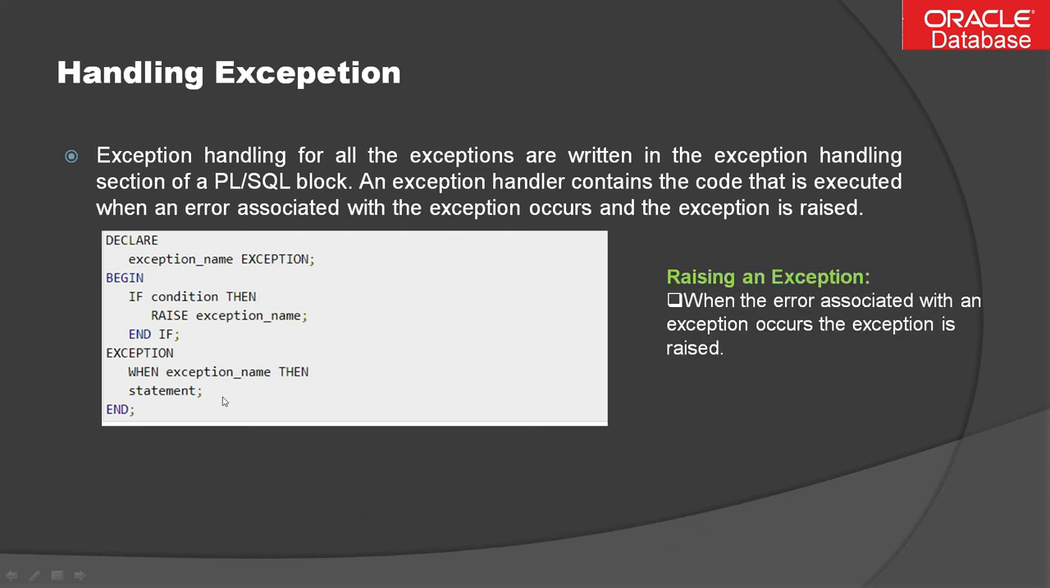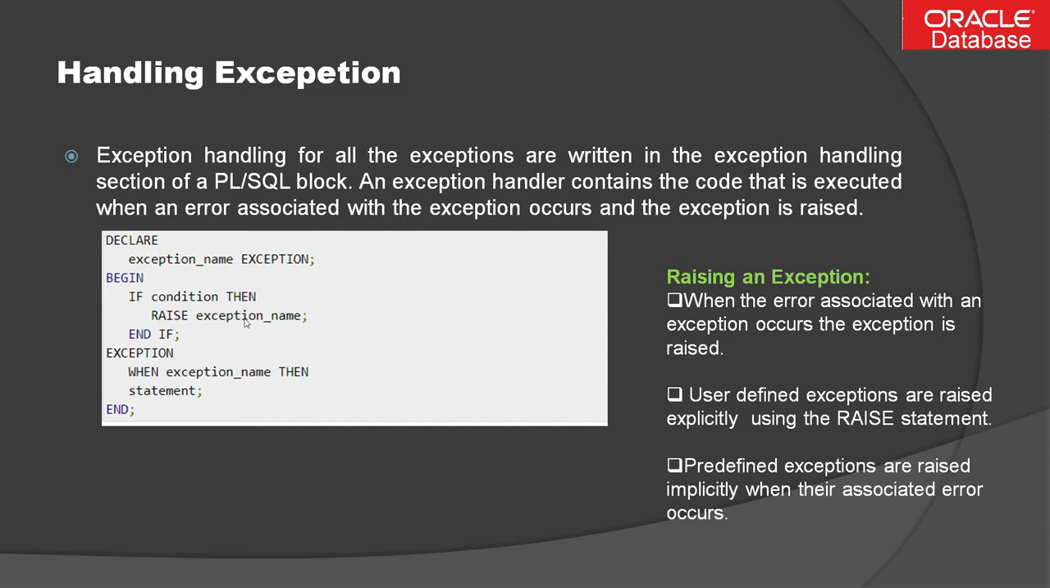Some of the things you have to keep in mind when raising an exception. When an error associated with an exception occurs, the exception is raised. So if any matching exception occurs, then the exception will be raised. User defined exceptions are raised explicitly using the raise statement. Here you can see I have raised the user defined exception using the raise statement. Predefined exceptions are raised implicitly when their associated error occurs. Predefined exceptions you don't need to explicitly raise. If you want, you can, but Oracle will take care of those things.